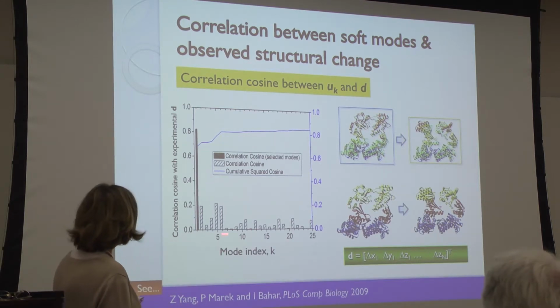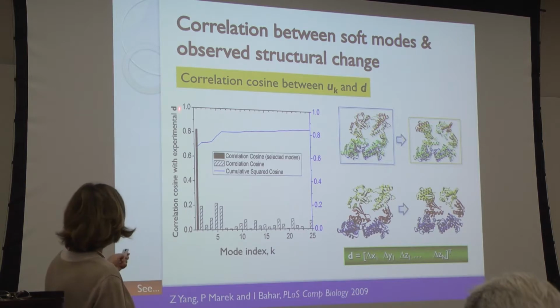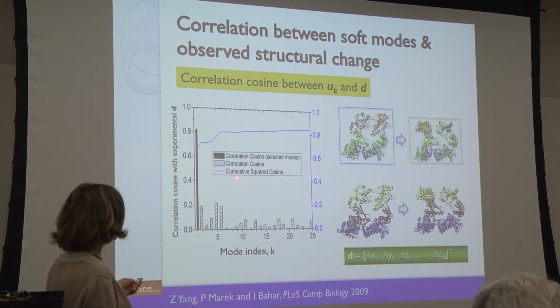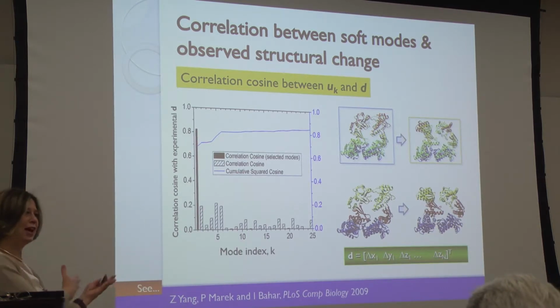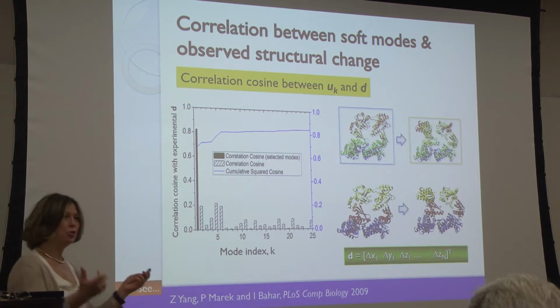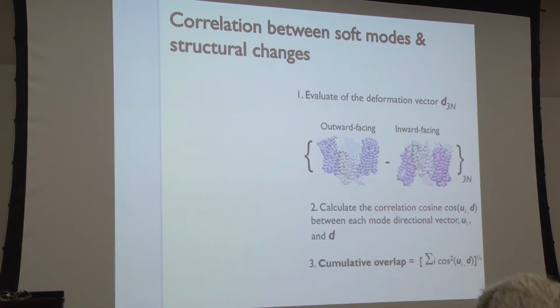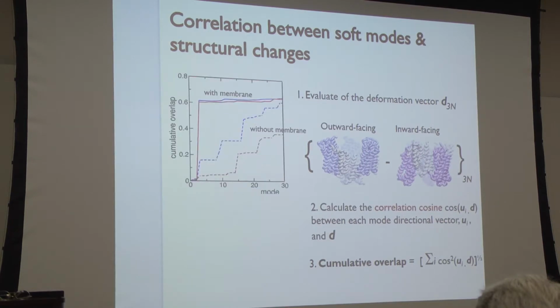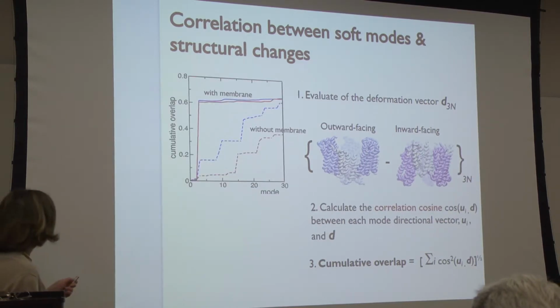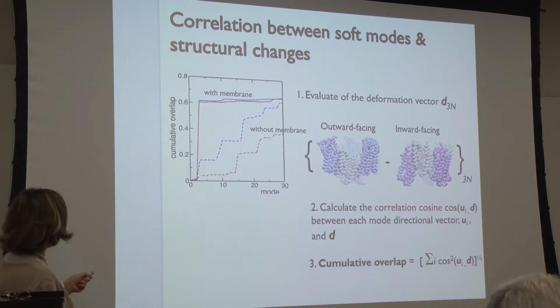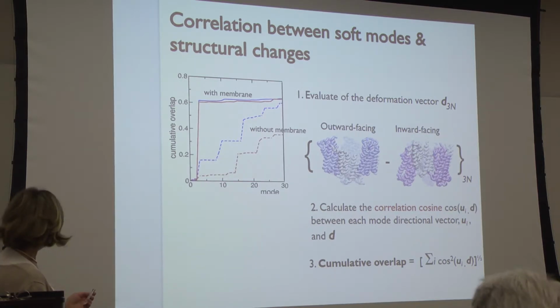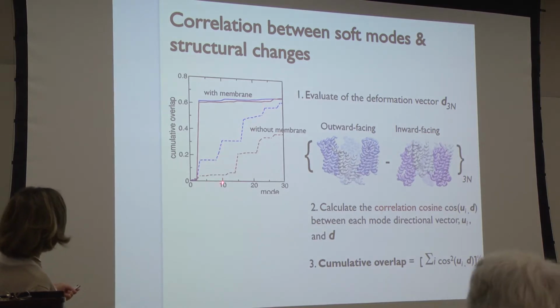We have all the modes, and we plot the correlation cosine between the modes and the difference vector, right? And in that case, I very happily showed you that mode 1 gives a correlation of more than 0.8. Now, when we do the analysis without the membrane, it looks like that's what we get.